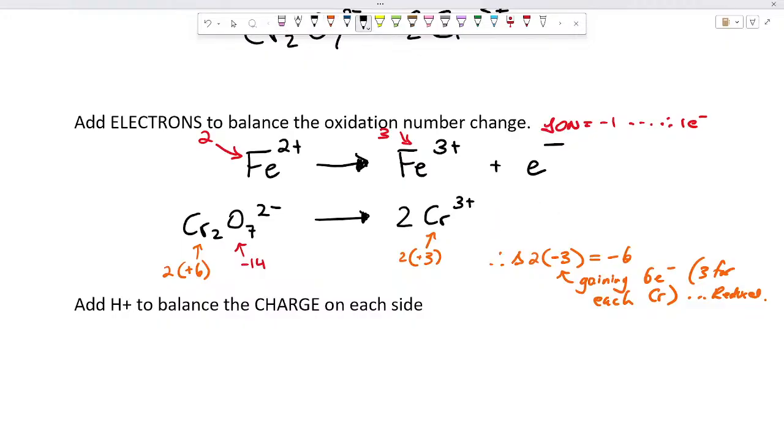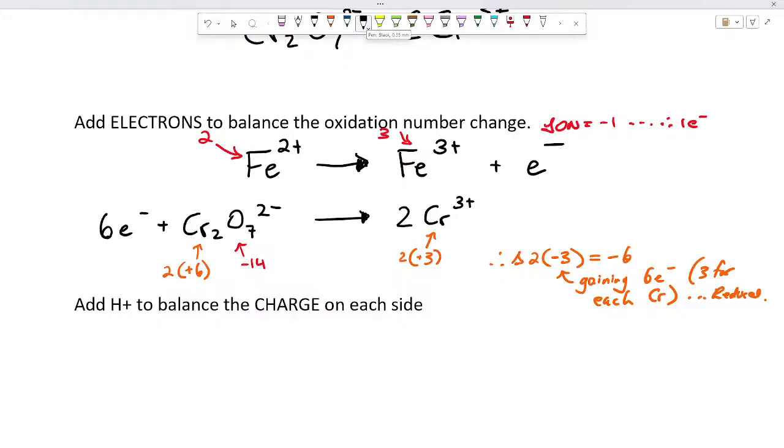That's okay. Which one is it? Left side. Why is it on the left side? Because it's part of the reactants. Yeah, because it's gaining them. So it's saying if we take that original thing and 6 electrons, we can make that.